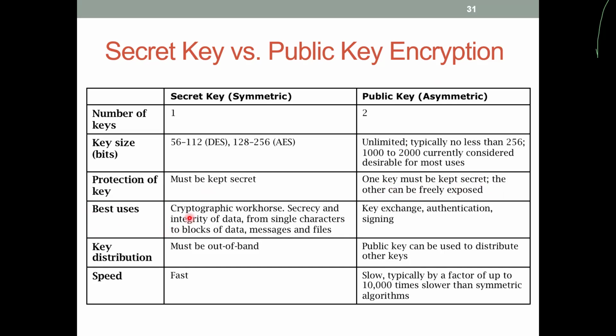Best uses: symmetric is the cryptographic workhorse. For public key, key exchange and authentication: to exchange a key between two parties, we use the public key. Key distribution for symmetric must be out of band. Public key can be used to distribute other keys. Symmetric is very fast because it uses only one key for both. But public key, asymmetric encryption, is slow compared with private key encryption.